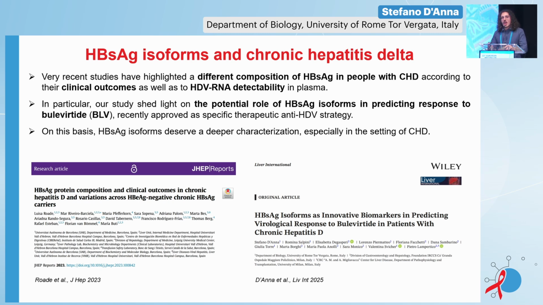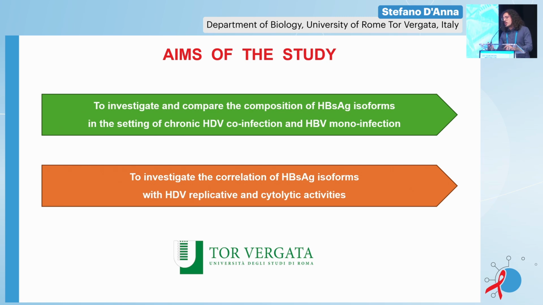In particular, our previous study shed light on the potential role of HBs isoforms in predicting response to bulevirtide, recently approved for the treatment of chronic hepatitis delta. So on this basis, HBs isoforms deserve a deeper characterization, especially in the setting of chronic hepatitis delta. Our study aims were to investigate and compare the composition of HBs isoforms in the setting of HBV monoinfection and HDV coinfection, and to investigate the correlation of HBs isoforms with delta replicative and cytolytic activities.